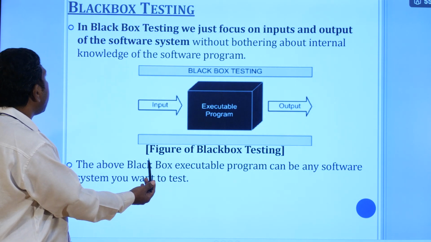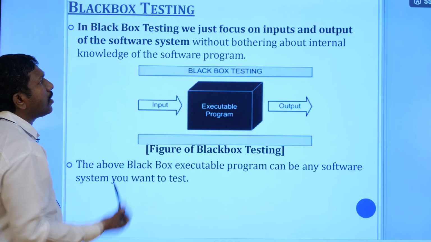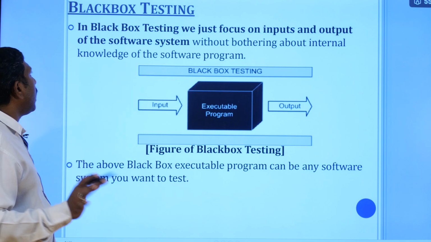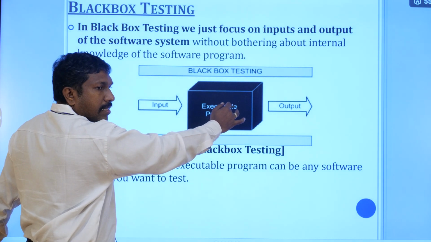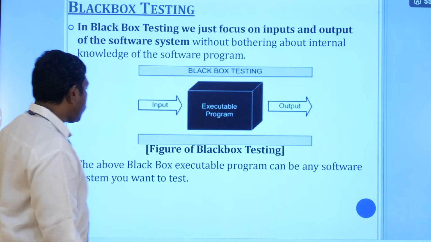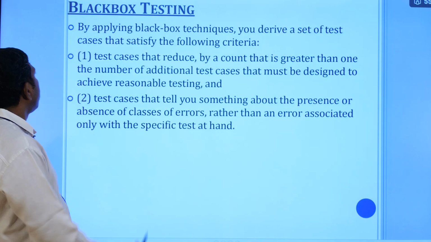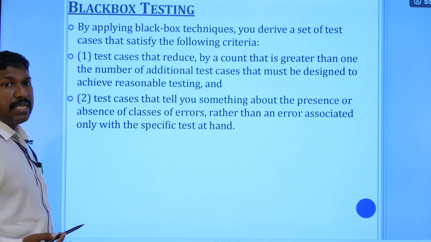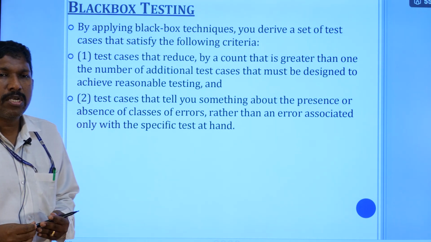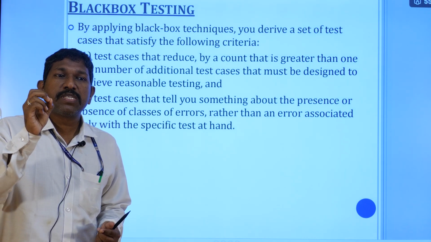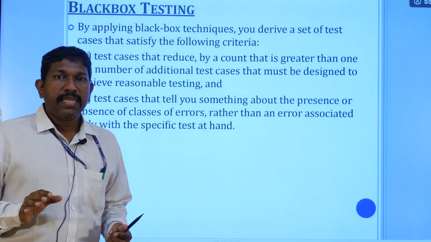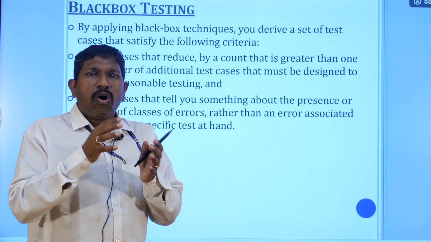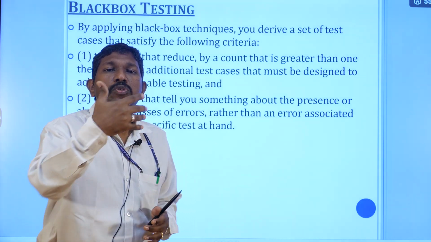In black box testing, we just focus on the inputs and outputs of the software system, that's all. They don't bother about the internal knowledge of the software. Only the output matters. By applying black box testing techniques, we develop a set of different test cases, all according to the SRS, the software requirement specification documentation. Based on the SRS documentation, we give all the different inputs to the system.